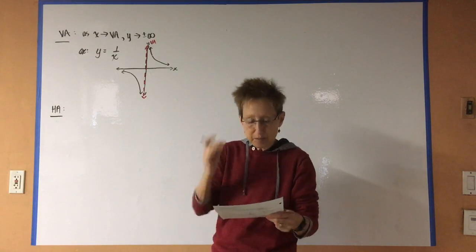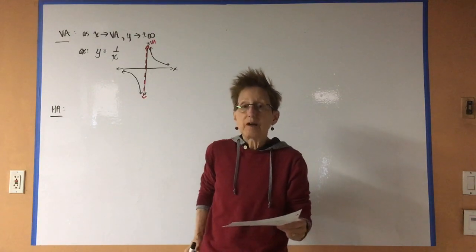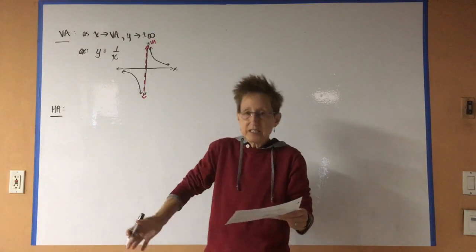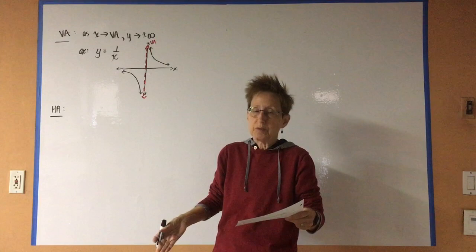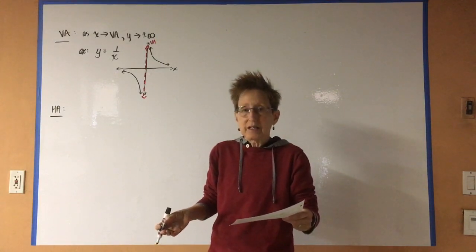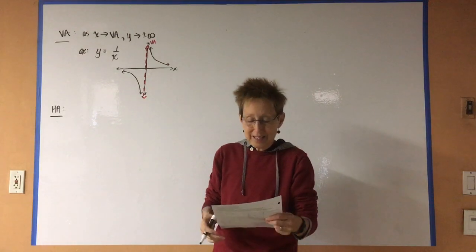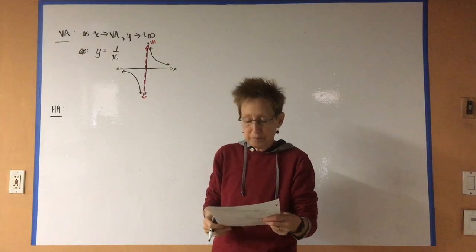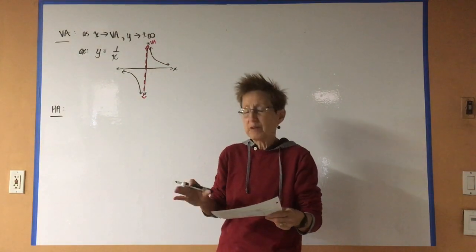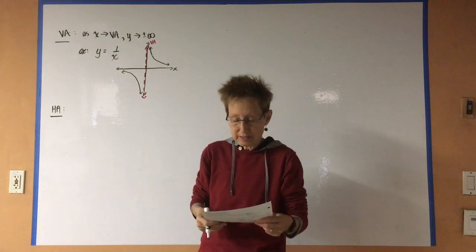So horizontal asymptotes, oftentimes the graph will approach and never touch, but occasionally it will touch and cross through. Not very often, like it won't cross through 10 times, but it might cross through once or twice. You just never know with the horizontal asymptotes. But for the most part, it just approaches and doesn't touch.